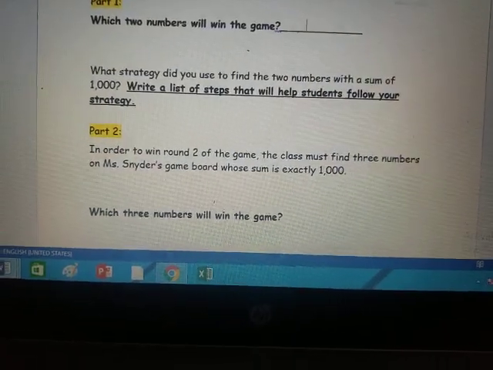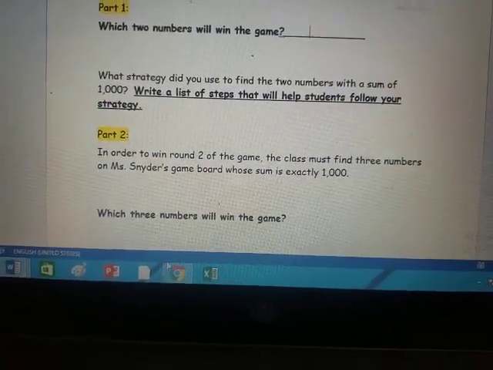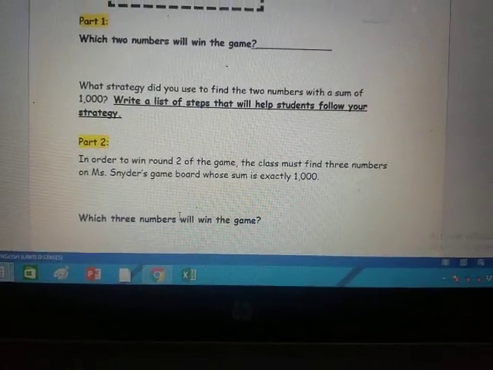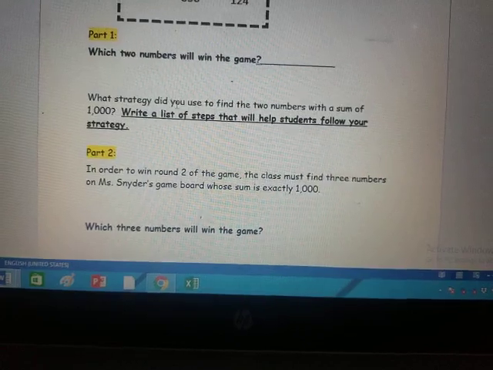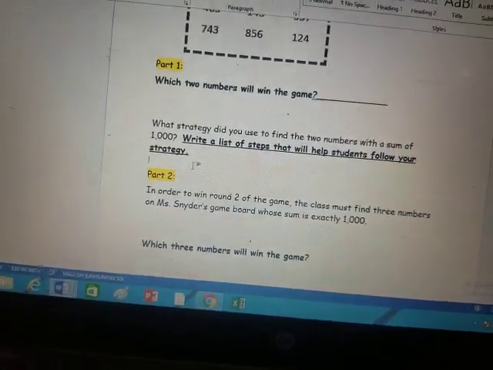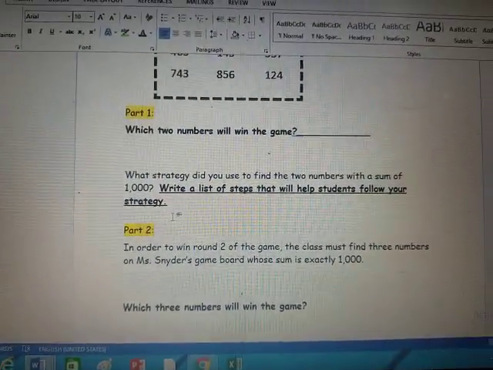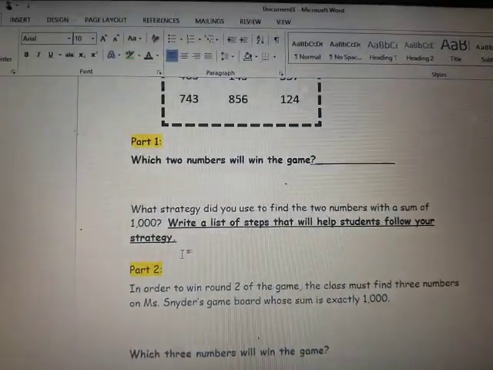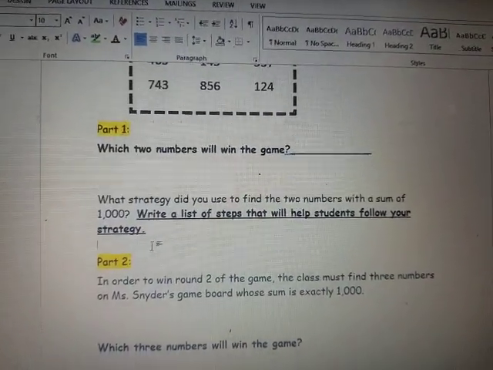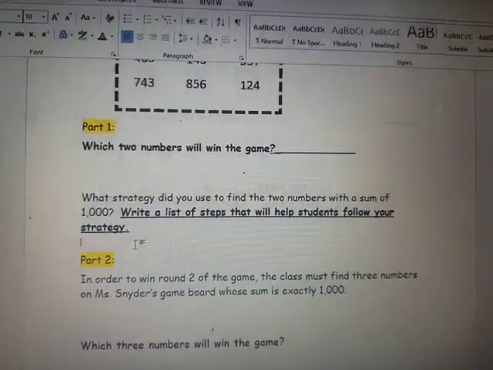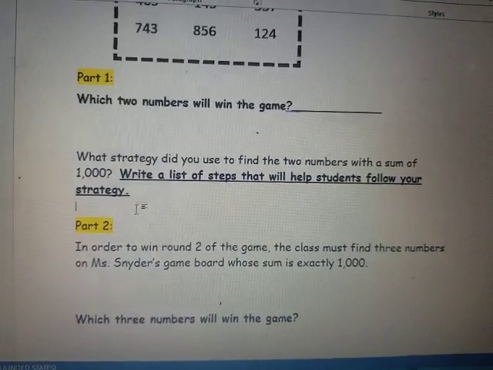Next, another part says, what strategy did you use to find the two numbers with the sum of 1,000? Write the steps that will help students follow your strategy. So you're going to write how you found your answer. Maybe you're going to say, first I started off with 743 and then I added 856 together, but that didn't work.